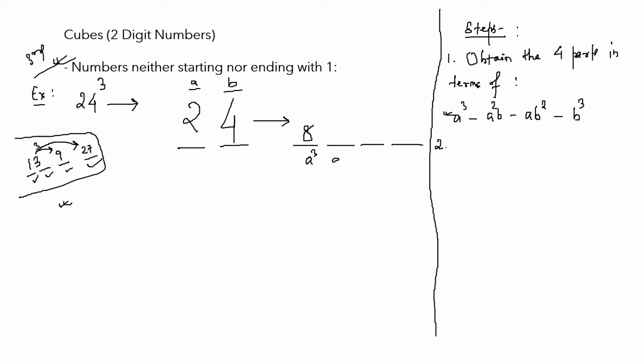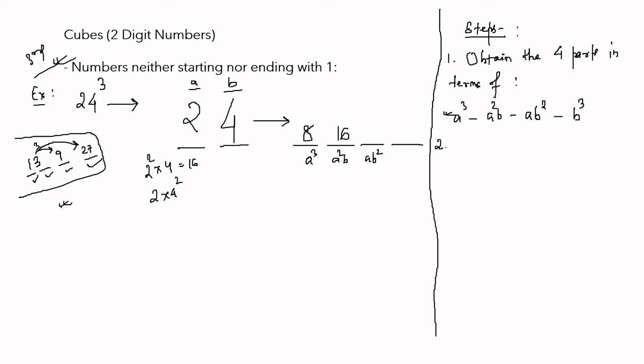So the next blank space that needs to be filled is with a square b. Now if you look at a square b, what will be a square b? That is 2 square multiplied by 4, that is 16. So 16 will come in here. Similarly, the next space that needs to be filled is with a b square. What does a b square mean?